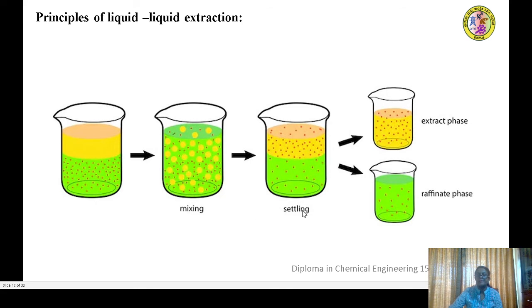So after this, by applying settling, you can separate out the two phases, and since they are immiscible, you can easily decant out the two liquids separately into two separate beakers. One beaker contains the yellow color liquid along with the red dots that were initially present in the original mixture, and that mixture is called the extract phase. And the other layer taken out in the second beaker is the raffinate phase, because this is the phase from which the solute has been removed, that is, dissolved out into the given solvent. So this is the extract phase or extract layer, and this is the raffinate phase or raffinate layer.